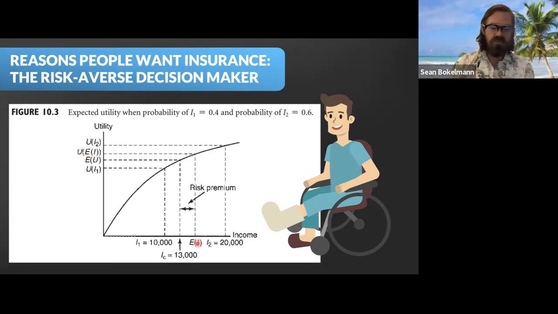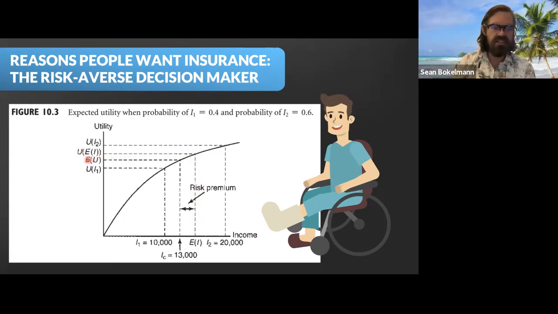So yeah, the person would expect an annual income of $16,000, which would give them this utility here. But that's not how people are thinking about it, right? People are thinking about their expected utility, which would be lower than the utility they got from that $16,000.